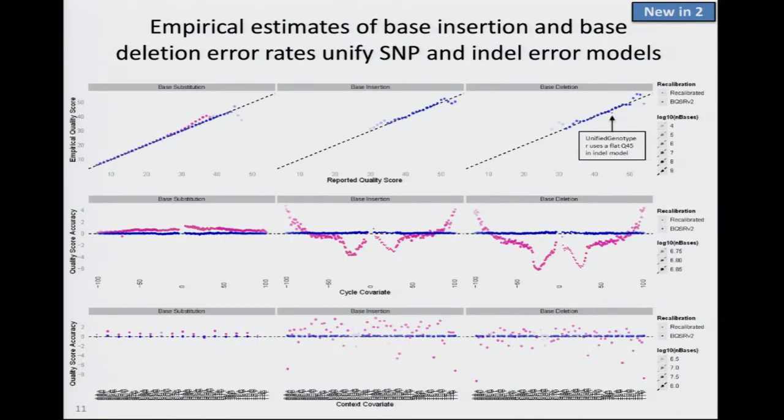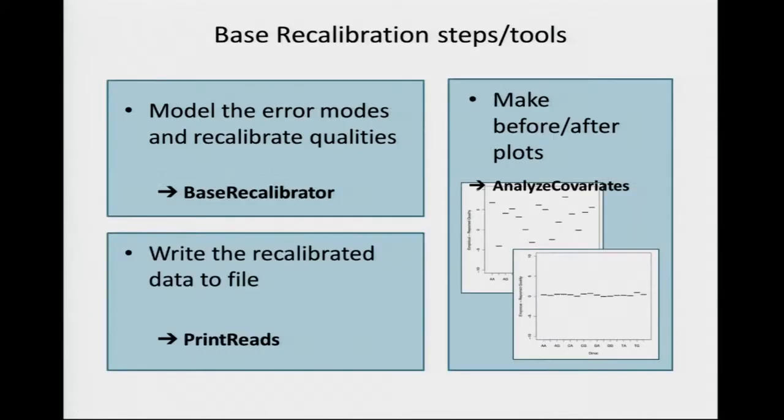Okay, so here's another example showing that the base quality score recalibration procedure is estimating not only the base substitution error rate, but also the base insertion and base deletion rates. And again, you can see these biases by cycle that are just wild, and they're removed by this procedure. Okay, so now let's talk about how you actually run it. We're going to do command lines and stuff like that now.